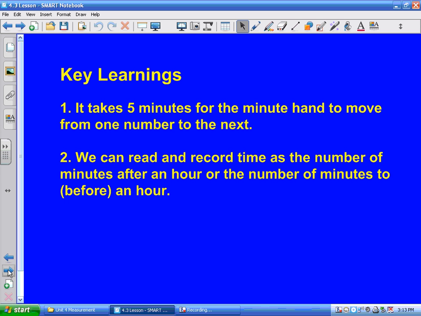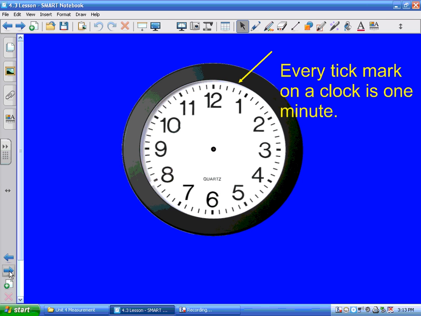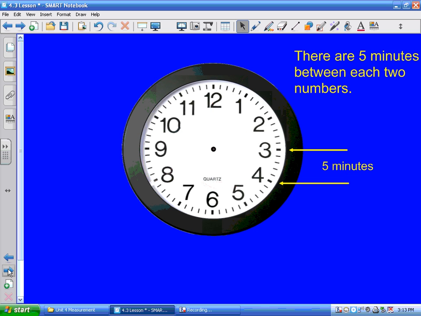And secondly, we can read and record time as the number of minutes after an hour or the number of minutes before an hour. So let's go back to the basics. Every single tick mark on this clock is 1 minute. So if you take a look, to go from here to there takes 1 minute. So how many of them are there all the way around? Anybody know? 60 minutes in an hour, that's correct.